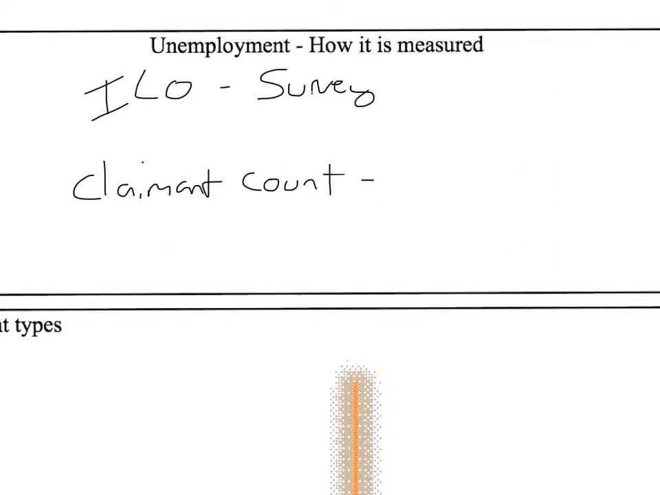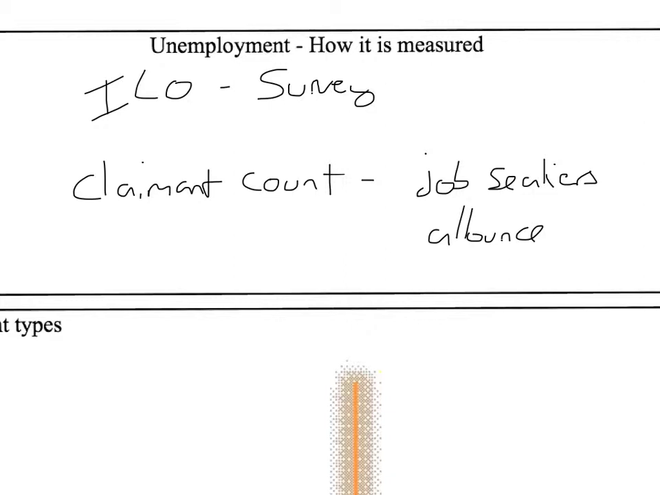Claimant count is the number of people who are claiming. At this point with claimant count, don't say it's the number of people claiming benefits, it's the number of people claiming Jobseekers Allowance. Right, that's not how you spell allowance, but I don't know how to spell it, so we're going to go with that. So, Jobseekers Allowance.